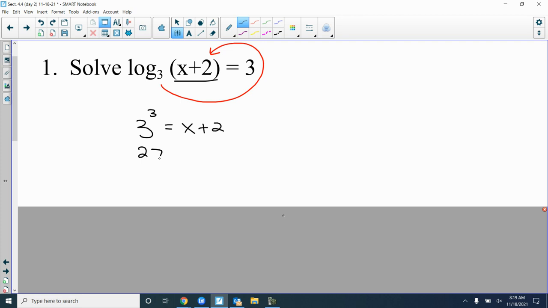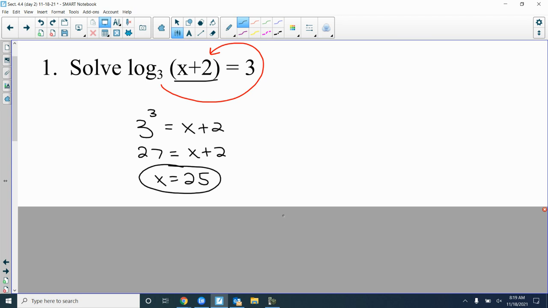And so I get 27 equals X plus 2. Subtract 2, and you get X equals 25. All right, you've got to be careful. It doesn't come up in this problem, but it will come up in other ones.